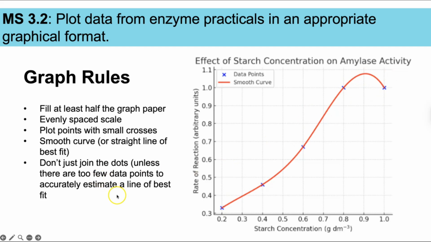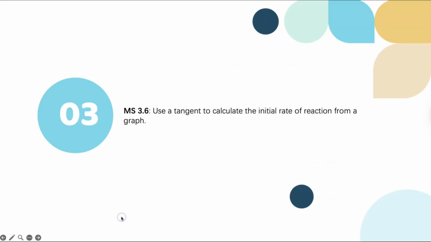And then lastly, we don't tend to join the line together dot to dot between those data points unless you have so few data points that you can't accurately predict the line of best fit. But in the exam, it's unlikely they would give that to you. That's more relevant if you did the experiment yourself and you only had 3 data points, for example.